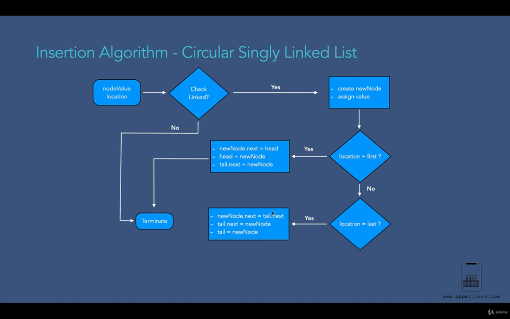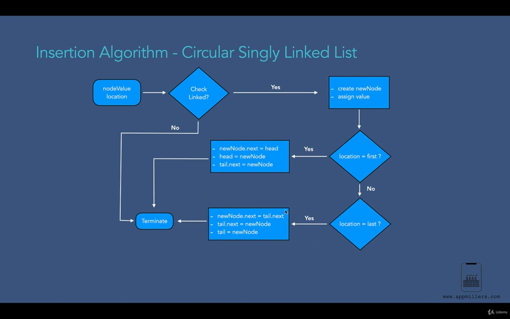In this case, tail.next is the last node's next reference. So if we assign the last node's next reference to the new node's next reference, it means that we are assigning the first node's physical location to the new node's next reference. Then we have to change the last node's next reference to point to this newly created node, because it is going to be the last node in our circular singly linked list. By accessing tail.next, we update this to the new node. At the end, tail has to point to this new node, so we update the tail reference. After finishing this, we terminate our algorithm.